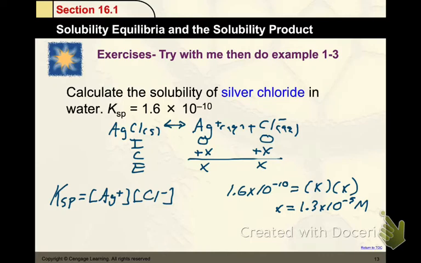So this x is the Ag+ concentration, the Cl- concentration. This is also 1 to 1 with your silver chloride. So this is your molar solubility of the silver chloride. You could dissolve 1.3 times 10 to the minus 5 moles of silver chloride in 1 liter of water. And at that point it would be saturated.